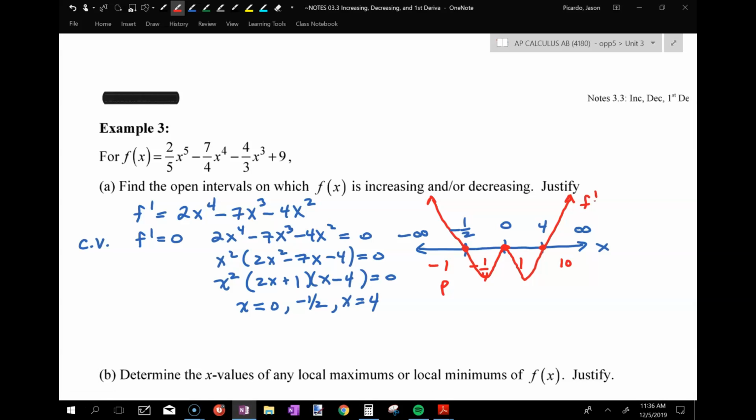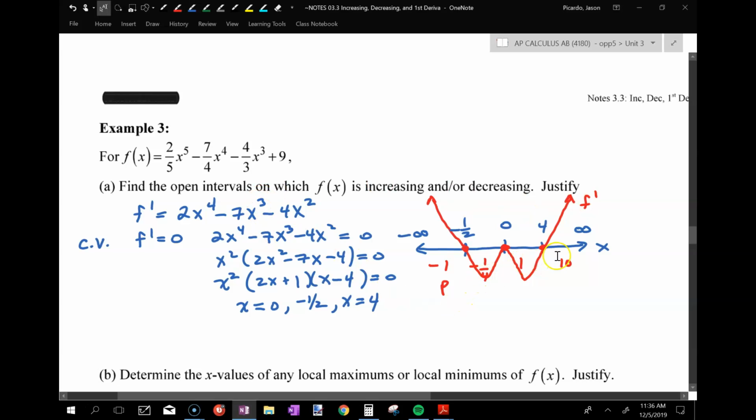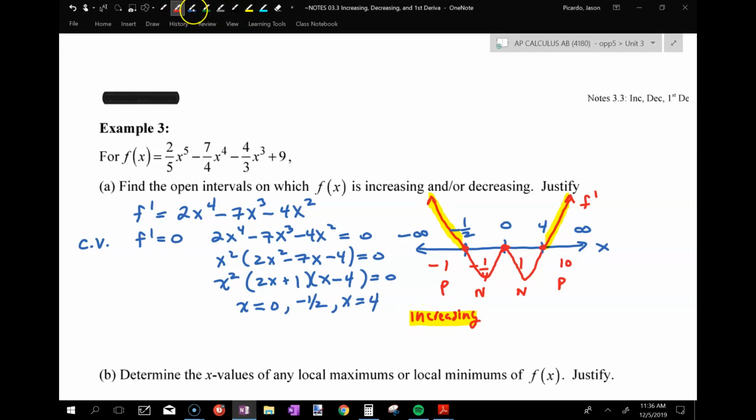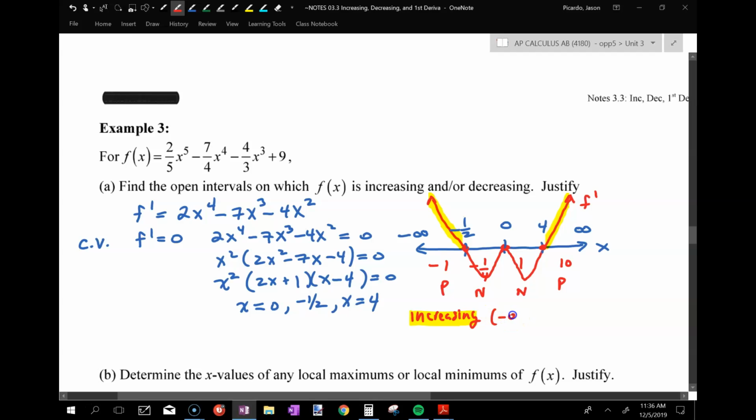Now, if you did your sign analysis, guys, this would have been a negative number, this would have been a negative number, and this would have been a positive number if you plug them in. Just like the position of the curve. All right, so where is this increasing? Well, it's increasing when I'm here. So that's going to be from negative infinity to negative a half, and from 4 to infinity.